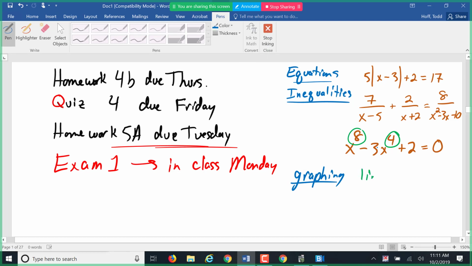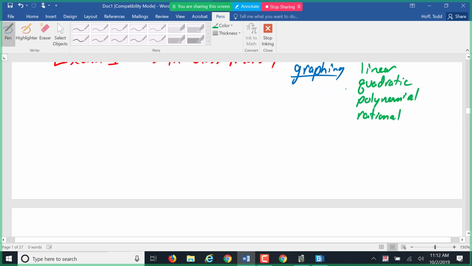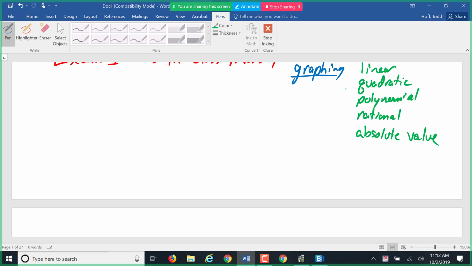Graphing, there will be linear, quadratic, of course that's parabola, polynomial, and rational, as we just saw, along with also absolute value. You also might be asked to graph piecewise functions.